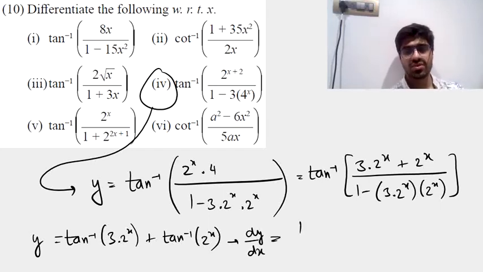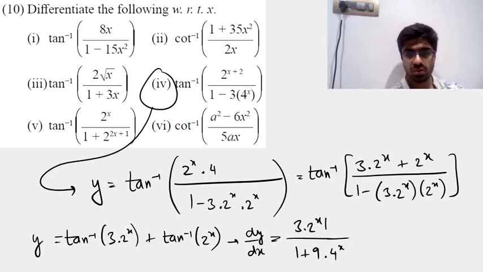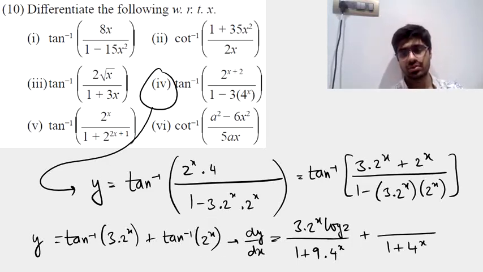So dy by dx will be 1 upon 1 plus 9 into 2 power x the whole square, and 2 power x the whole square we have done ample of times, you can write it as 4 power x, into the derivative of this, that is going to be 3 into 2 power x log 2, plus tan inverse of 2 power x, that is 1 upon 1 plus 4 power x, and the derivative of this, that is 2 power x log 2.